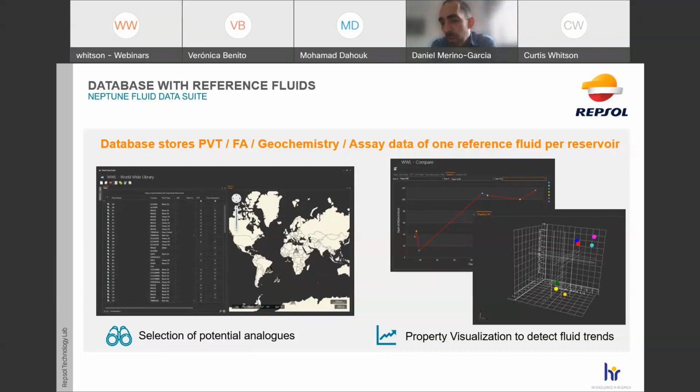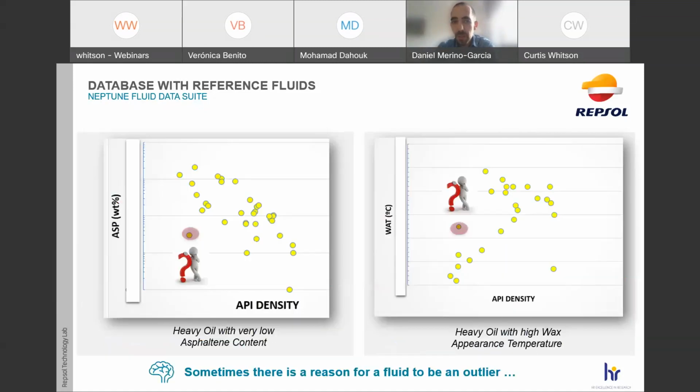And we also have a tool to visualize properties. For those selected analogs, you can see the trends in terms of API versus GOR versus saturation pressure, et cetera, so as to have a trend and be able to apply it later on, whenever you have this workflow when you have no samples or when you start having samples. So, just a couple of examples of what we have been seeing.